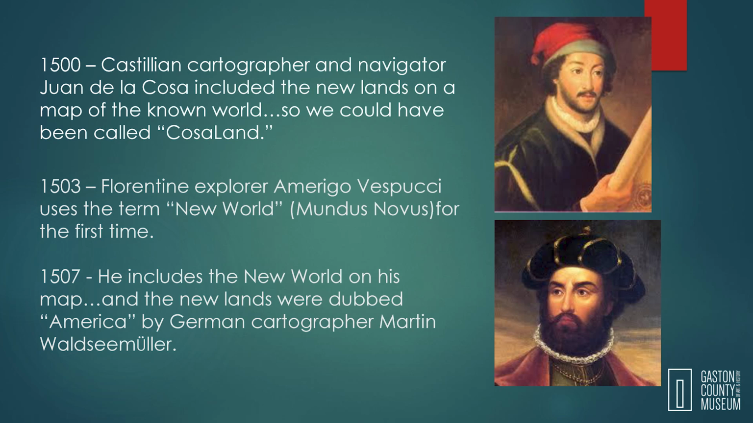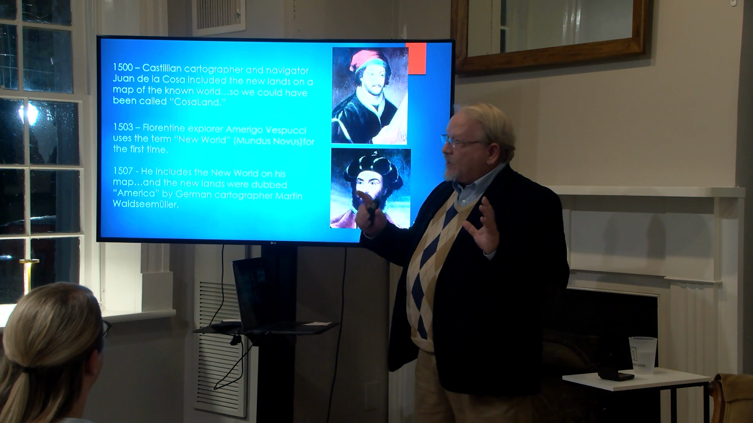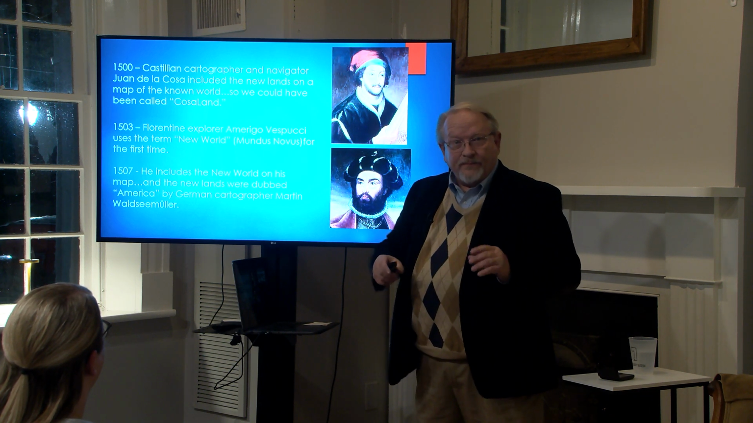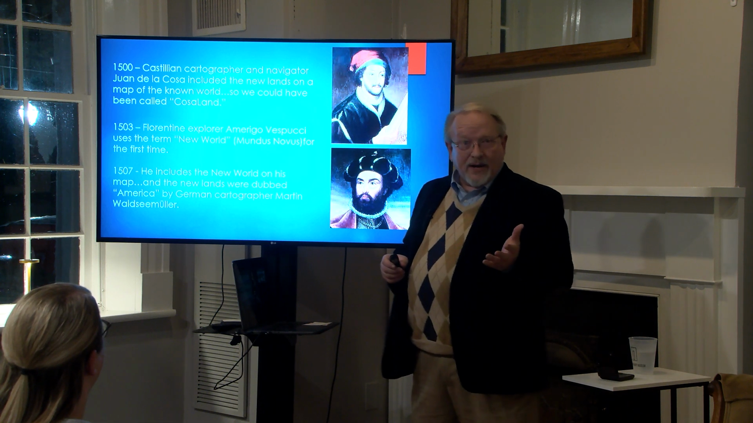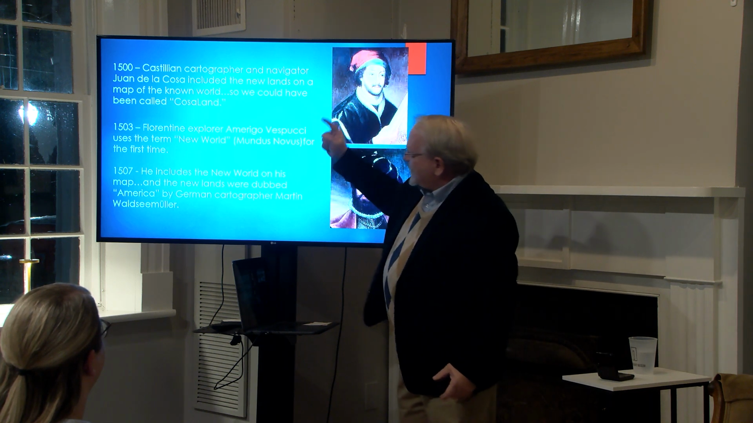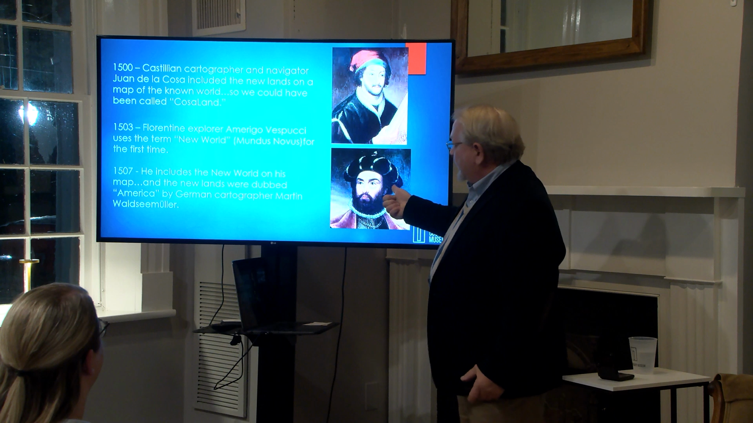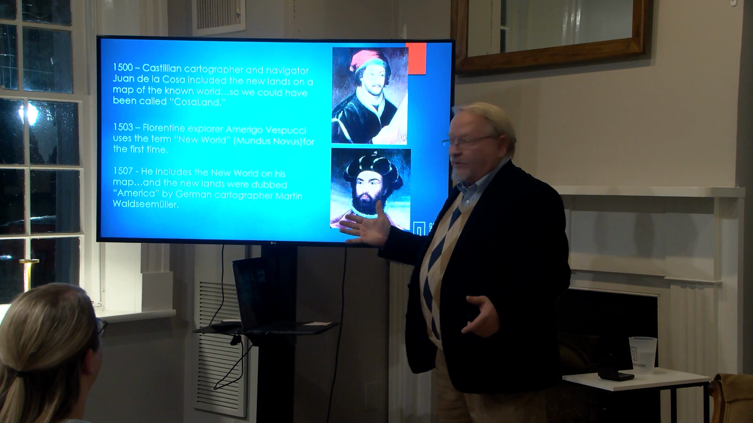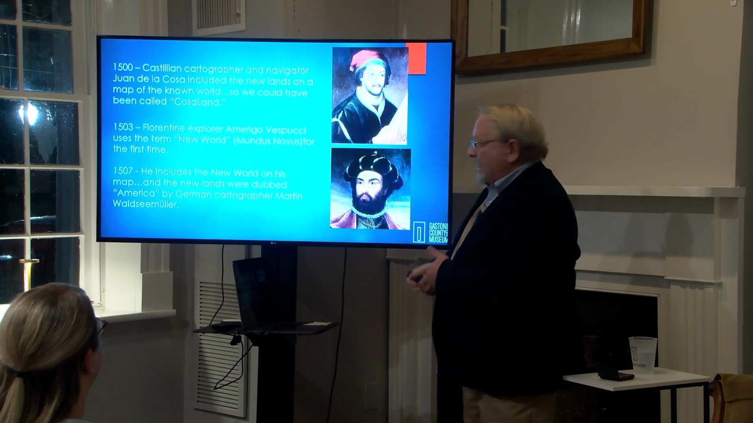So about 8 years later, a gentleman that nobody probably has heard about, Juan de la Cosa, he was the first. He was a Castilian, a Spanish map maker and navigator. He was the first to include what was called the New World on a map. However, he didn't have a very good marketing manager because we didn't become Cosa land. We had to wait another 3 years before the Italian, Amerigo Vespucci, he actually called it the New World, the Mundus Novus, and put it on his map.